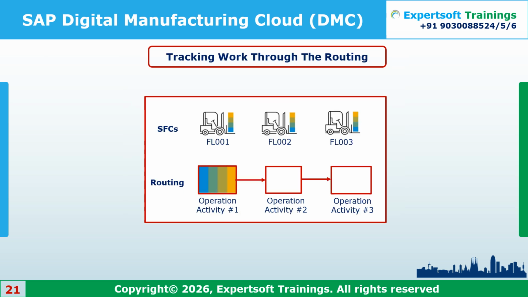Tracking work through the routing. We have the SFCs assigned to the operations. This SFC FL001 is assigned to operation 1, then the next to operation 2, and so on. As I mentioned, from the execution point of view, we will consider this as the SFC in the DM, and similarly the routing in the S4.